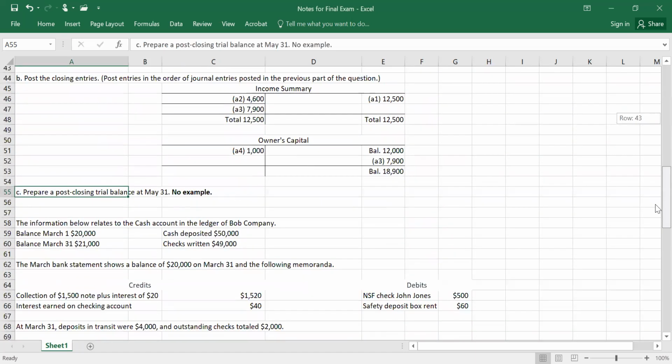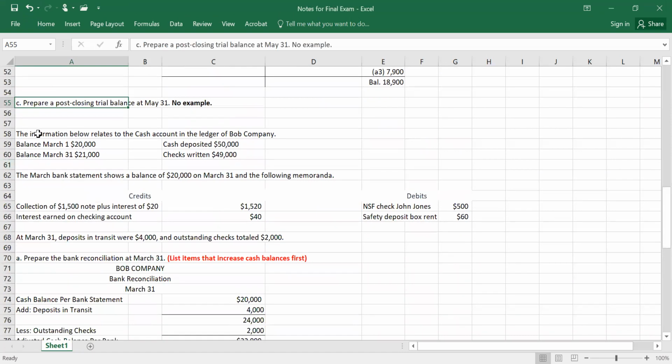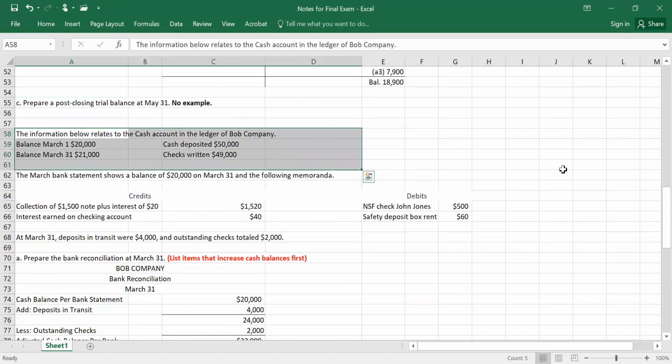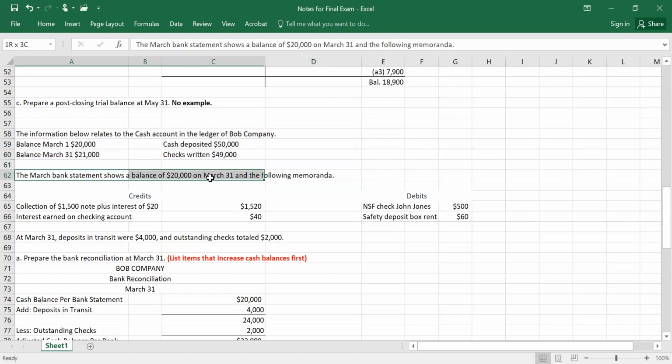Okay, second example. This is regarding a bank reconciliation. It says the information below relates to the cash account and ledger of Bob Company. Balance on March 1st was 20,000. Balance at the end of the month, March 31st, was 21,000. During that period, they had cash deposited of 50,000 and checks written of 49,000. The March bank statement shows a balance of 20,000 on March 31st, and they have the following memoranda.